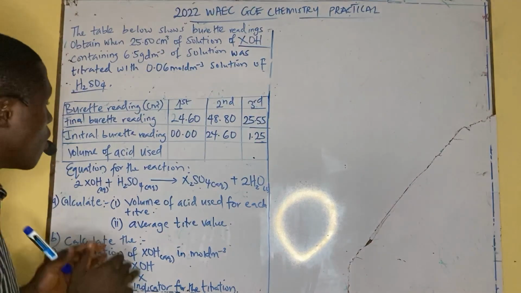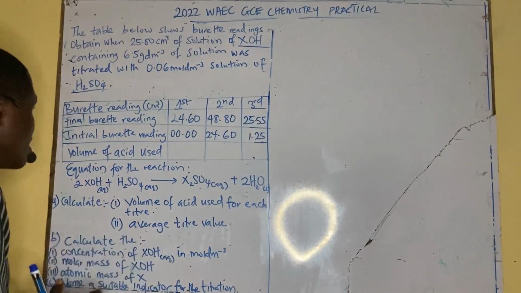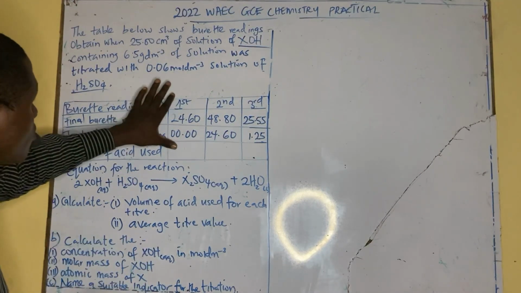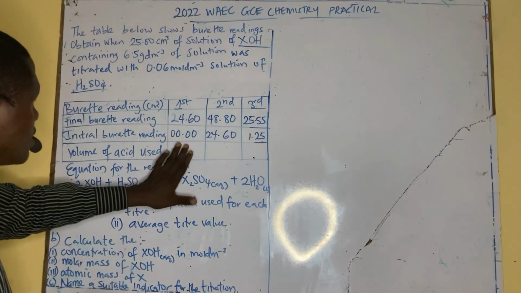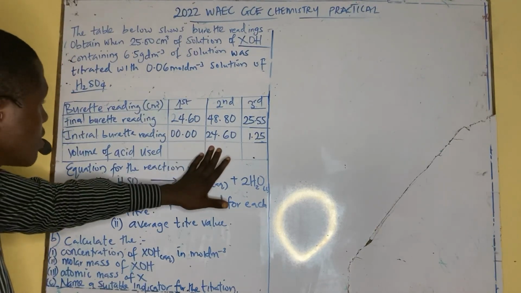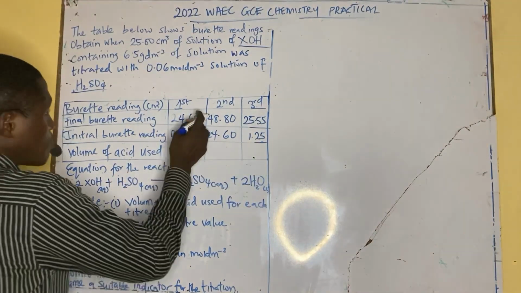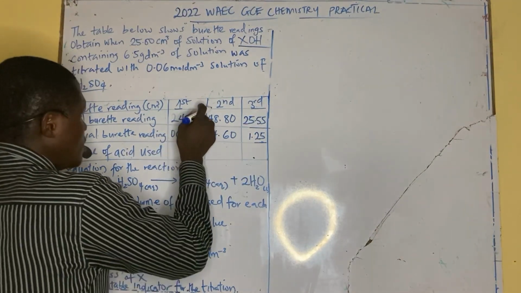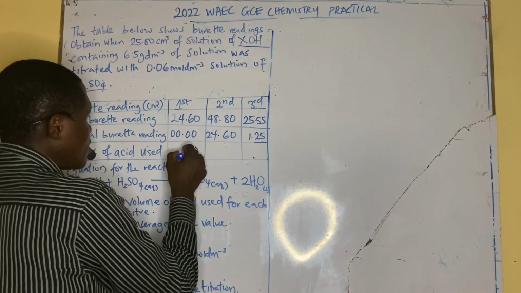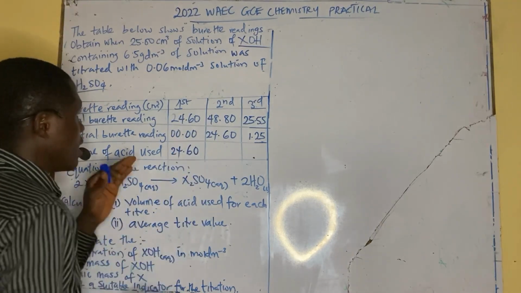Calculate the volume of acid used for each titer. We have to calculate the volume of acid used for each titer. This is the first titer, the second titer, and the third titer. Now, what are we going to do? Just subtract this one from this. So we have 24.60. That's the first titer.